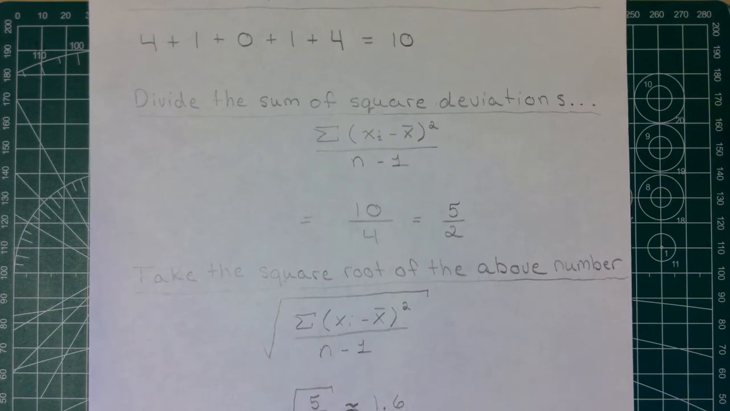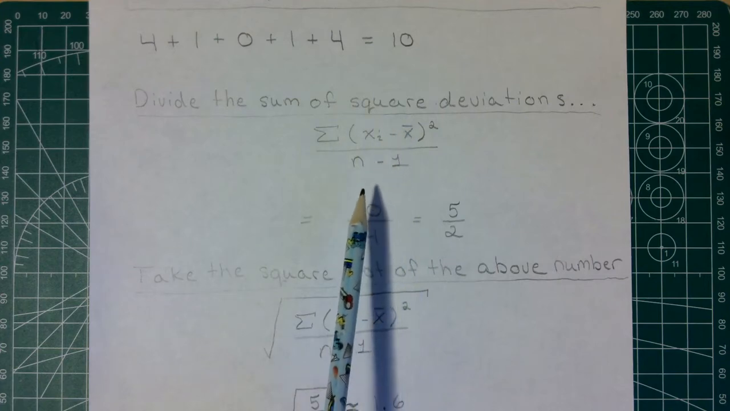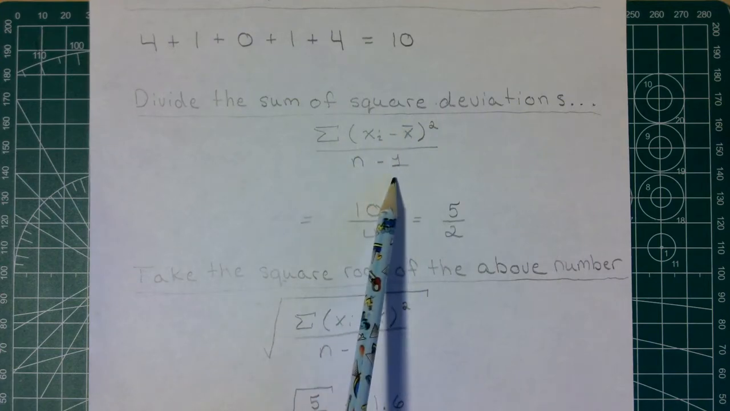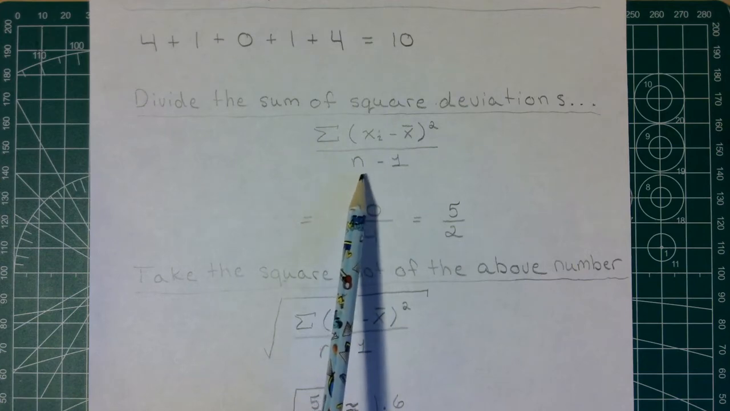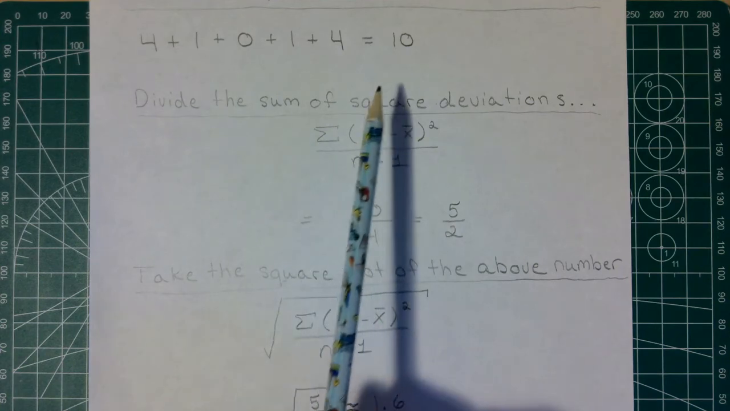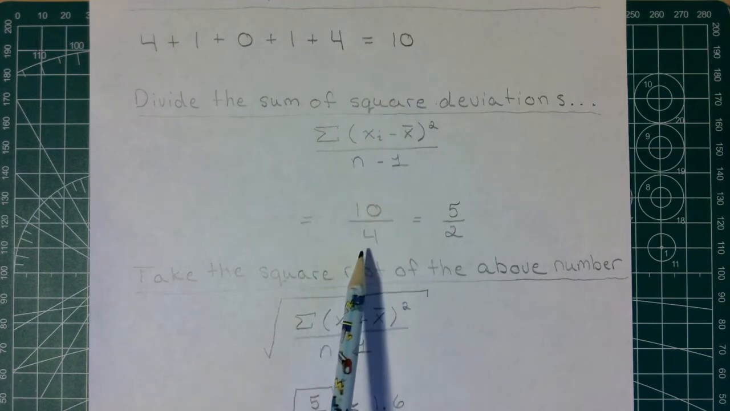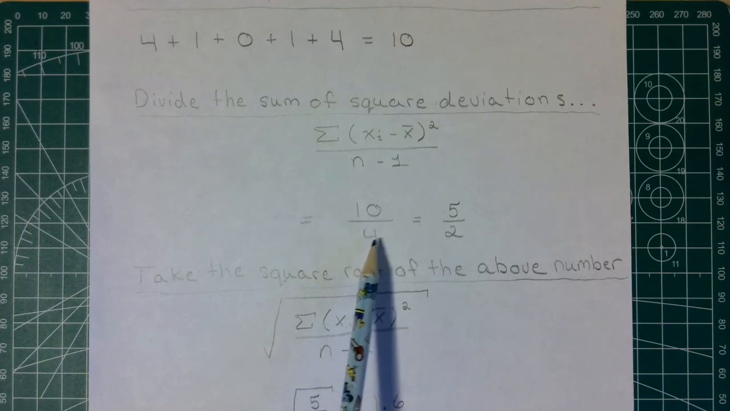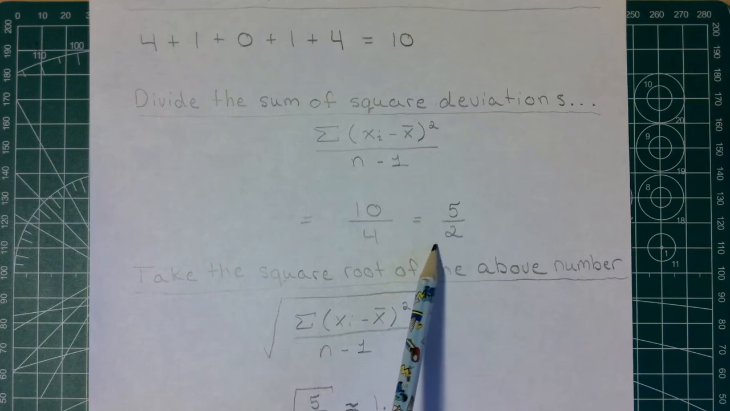Next, we'll divide the sum of the square deviations that we just calculated by n minus 1. We had n of 5 like we saw in the average. So we're going to take our previous value of 10. 5 minus 1 is going to be 4. We get 10 over 4, and that's going to equal 5 halves.